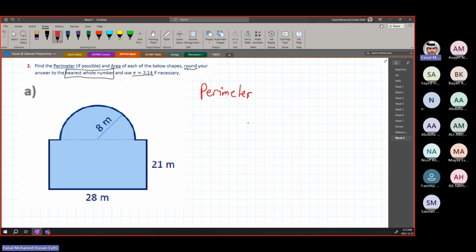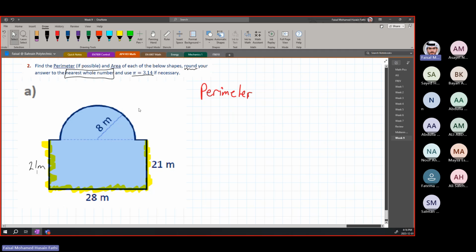Okay. In this case, the perimeter is possible to find, but how do we find it? Let's look at the sides we have. So we have this to be equal to 21. So we have this, which is equal to 28. We already have this as well, because I'm pretty sure all of you understand that this is 21 at this point. This is also 21 meters because it's equal to its opposite side. But we do not have these small parts over here.